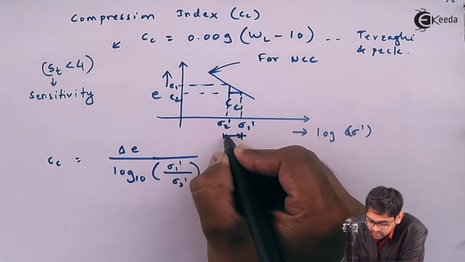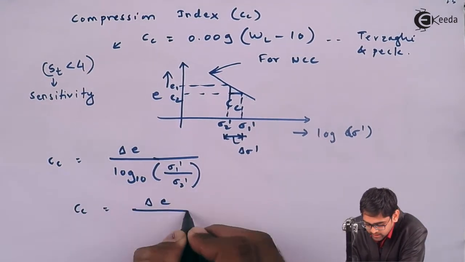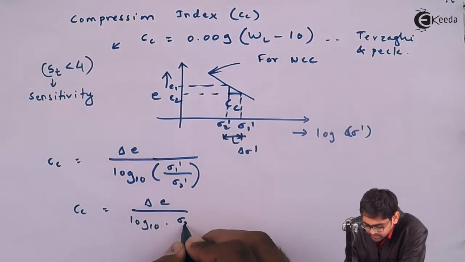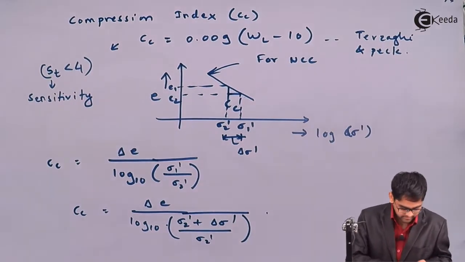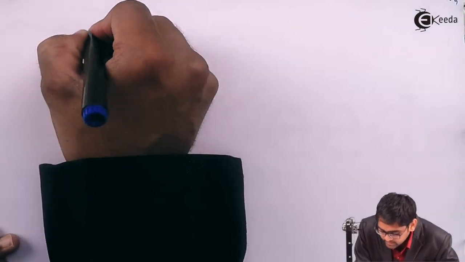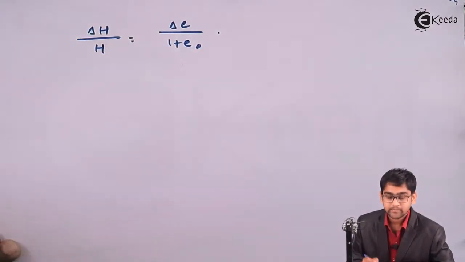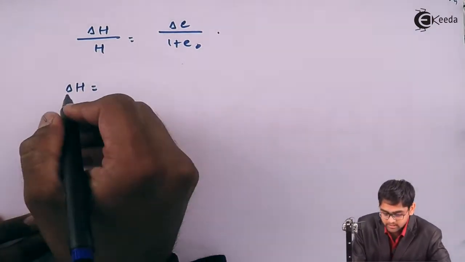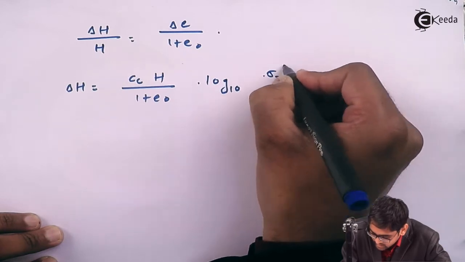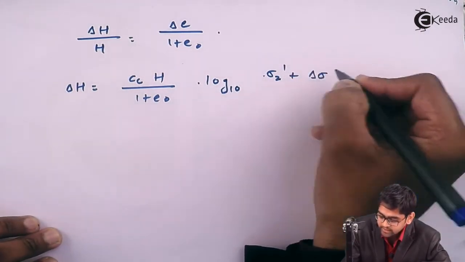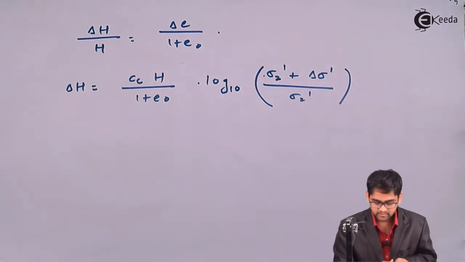And also, if I take this as the increase in the stress because of the loading, delta sigma dash, then CC will become equal to delta E divided by log to the base 10 of (sigma 2 dash plus delta sigma dash) divided by sigma 2 dash. This is again the same expression, and we'll place this expression of CC in the original existing equation, which is delta H by H equals delta E divided by 1 plus E naught. E naught is the initial void ratio, so the ultimate consolidation settlement, delta H, will be equal to CC H divided by 1 plus E naught into log to the base 10 of (sigma 2 dash, which is the previous stress, plus the increase in the stress delta sigma dash) divided by the previous stress that the soil is experiencing. Obviously you need to place everything in effective stress parameters.